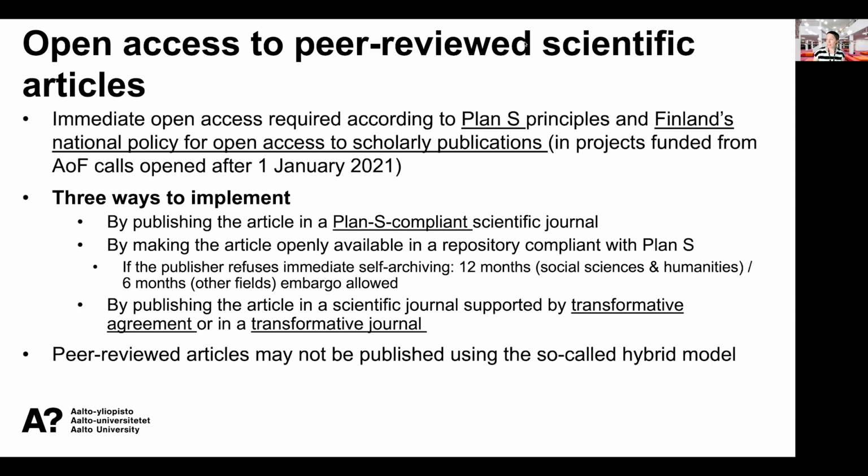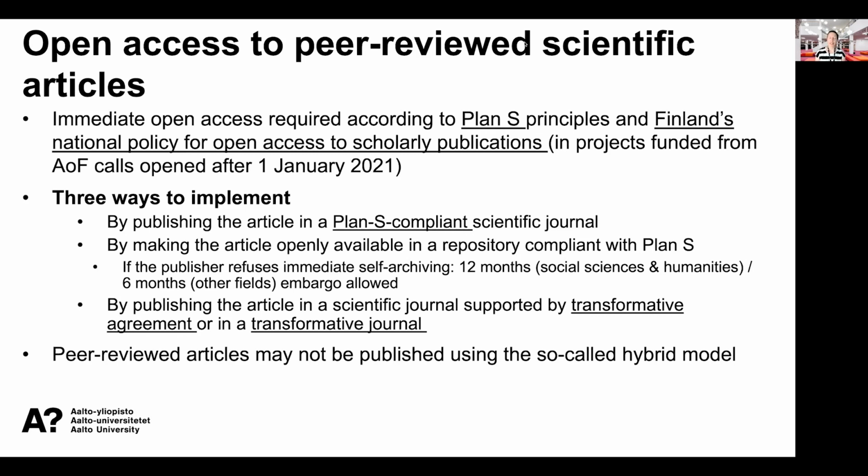This immediate open access requirement can be implemented in three ways. You can firstly publish your article in a Plan S compliant scientific journal. And here I have a link to the Journal Checker tool where you can check the compliance of journals. Another way to make the article open is to publish it in a repository that is compliant with Plan S. And here the Academy of Finland has a small exception to immediate open access, namely if the publisher refuses immediate self-archiving, embargoes are allowed: 12 months for social sciences and humanities and 6 months for other fields.